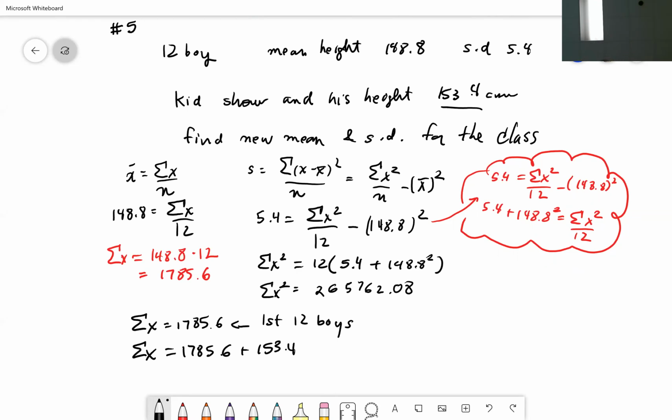So I have to take 1,785.6 plus 153.4, and so we have 1,939. So this is now the new sum of x for the 13 boys.